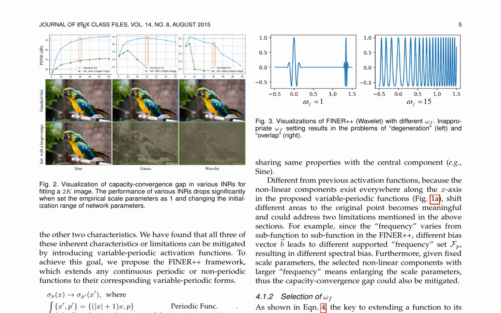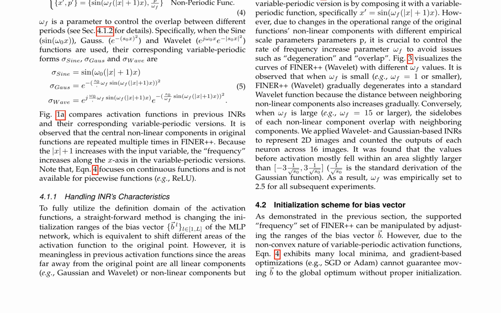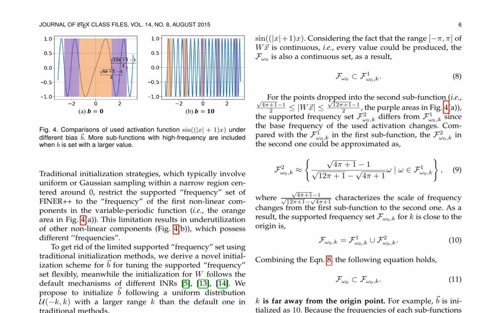This extension is achieved by composing these functions with a variable periodic function, specifically x equals sin(omega_f x) plus 1 times x, where omega_f is a parameter to control the overlap between different periods. The authors demonstrate that the central nonlinear components in original functions are repeated multiple times in Finer++. They also show that the frequency increases along the z-axis in the variable periodic versions. Furthermore, they introduce a novel initialization scheme for the bias vector b, which is crucial for tuning the supported frequency set flexibly.